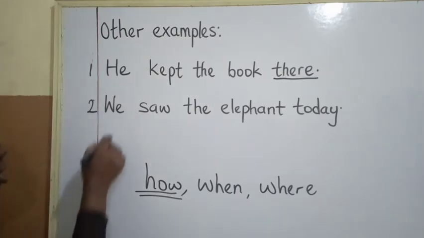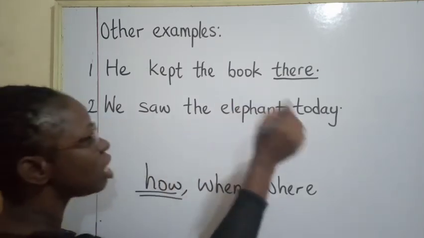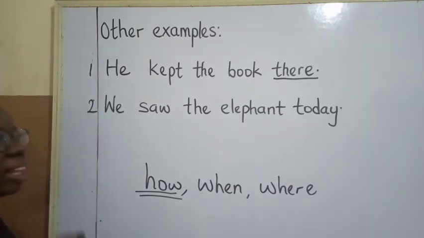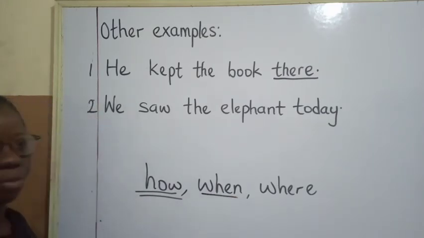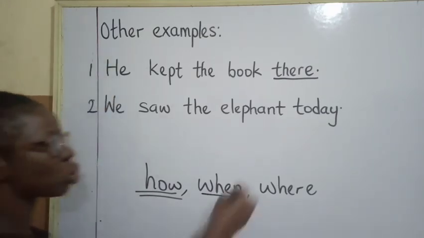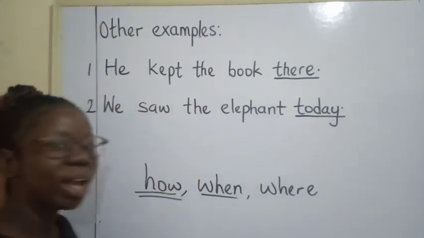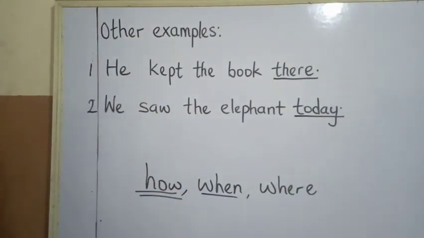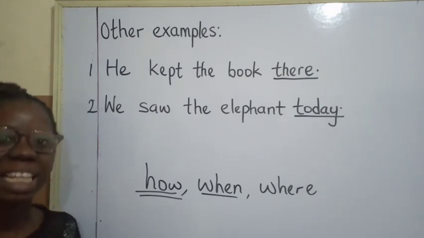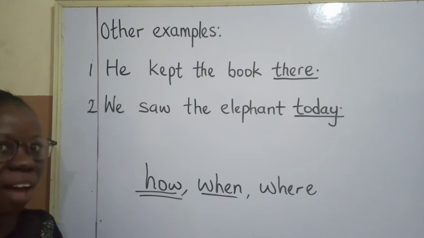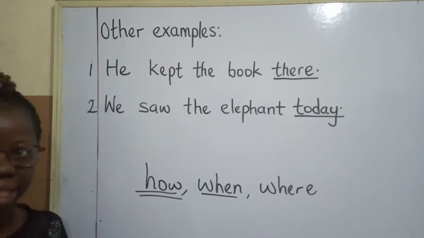So number 2 says, we saw the elephant today. When? If you look at it, when did we see the elephant? Today. That is also an adverb. So when you are identifying adverbs, we need to be very careful. First thing to note is that most adverbs end in ly. And adverbs also describe when an action or where an action takes place.